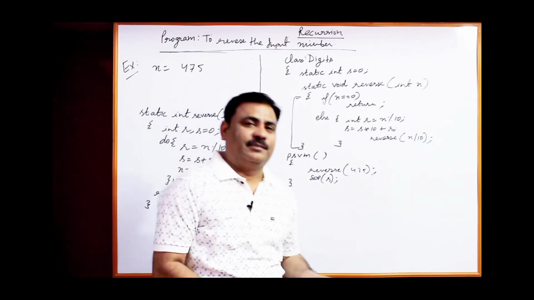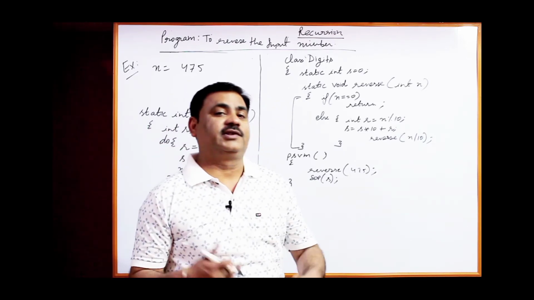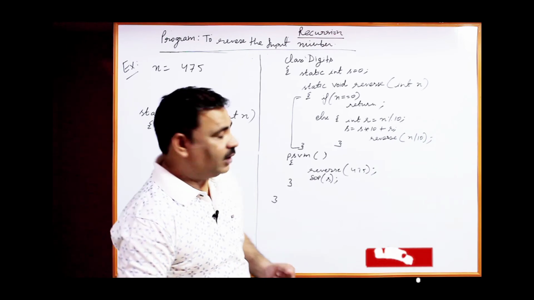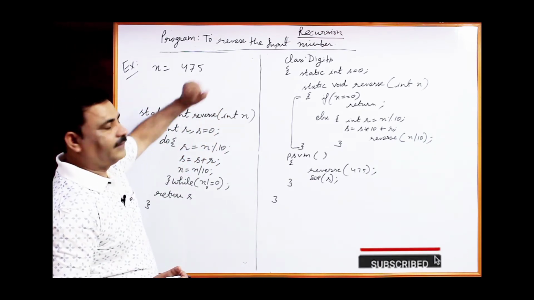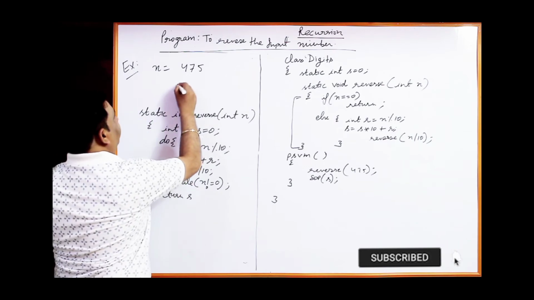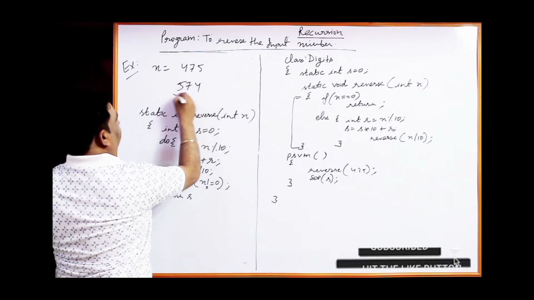Now a related program to reverse an input number. How to reverse the input number? Example, if the number is 475, the reversed will be 574.